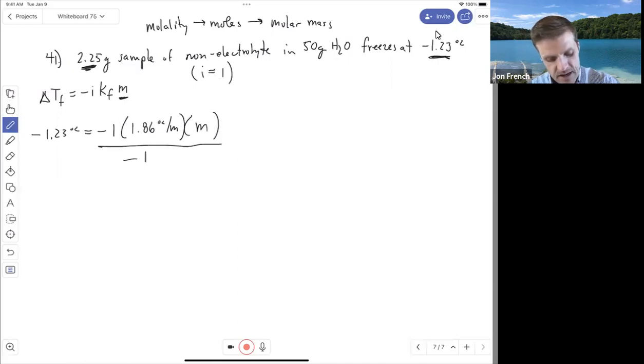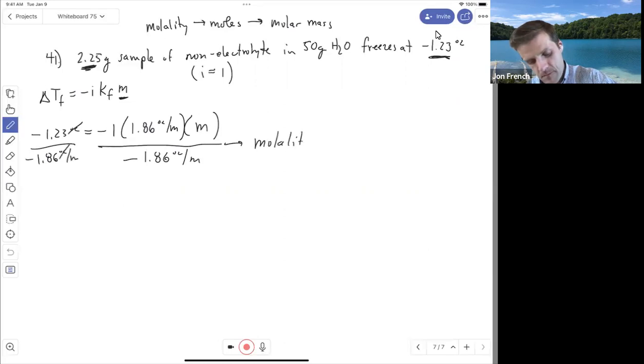So we're going to divide by negative 1.86 degrees Celsius per molal. And degrees Celsius cancels out. We're left with molality. All right, so 1.23 divided by 1.86, we get a molality of 0.66.